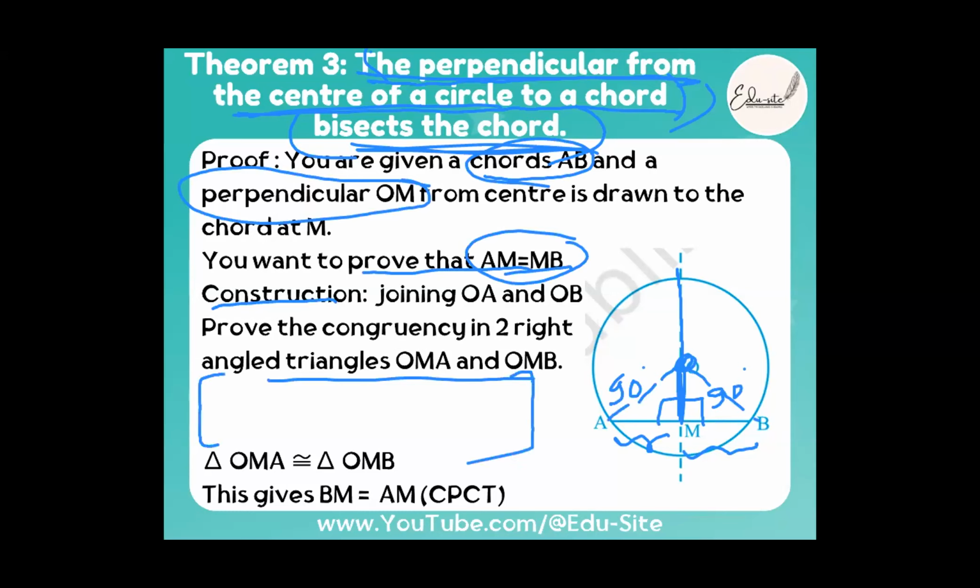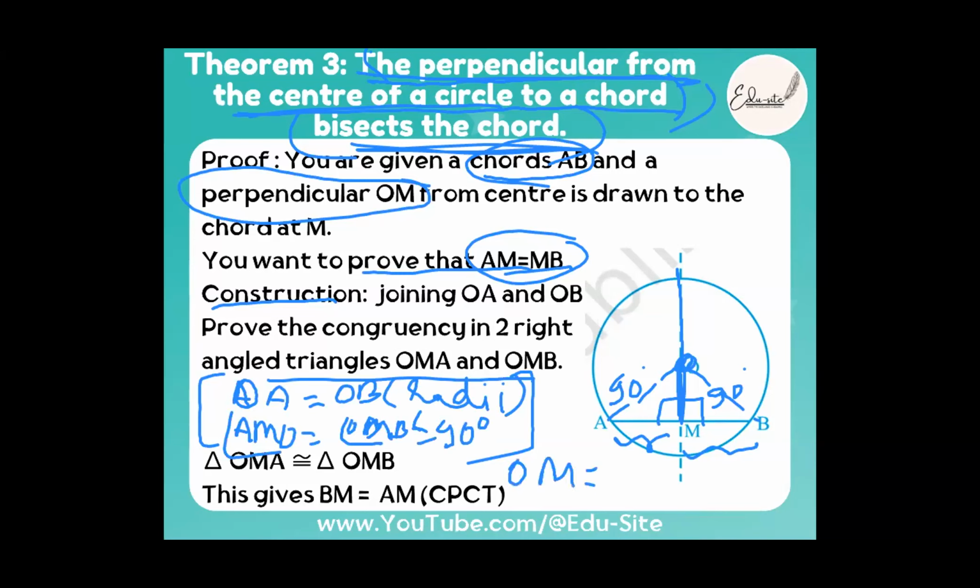Please write all of these down because it is not given in your textbook. Are you writing it, beta? OA is equal to OB because of radii, and what more? Angle AMO is equal to angle OMB, which is equal to 90 degree. It is given already. And then OM is equal to OM, which is common. So from all of these three, ASA postulate or SAS postulate applies, right?